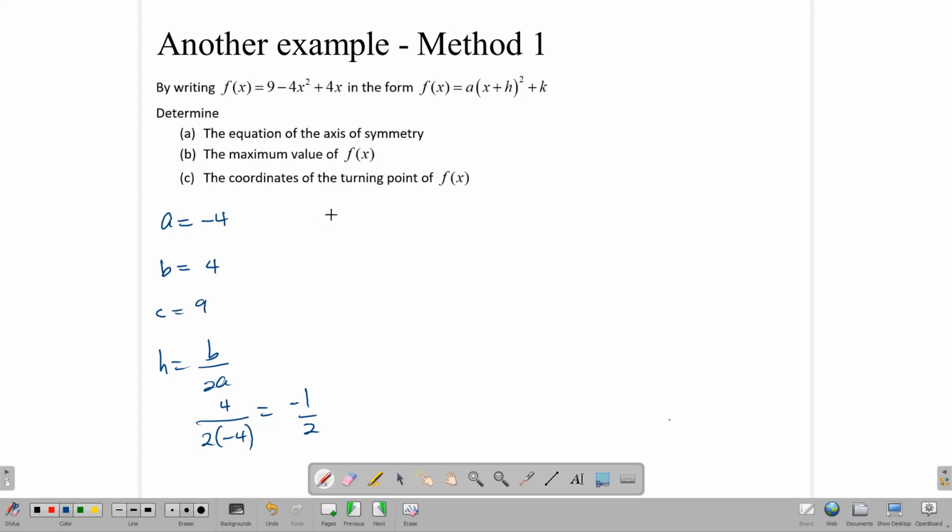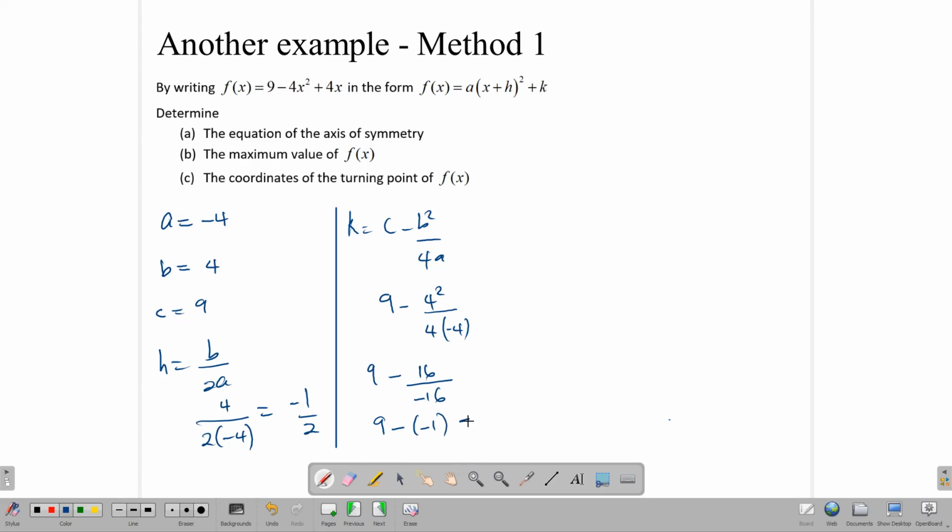And then we can work out the other one, which is our k value. k is equal to c minus b squared over 4a. And c here is 9. So we have 9 minus b squared. Remember, b is 4, divided by 4 times a. a is negative 4. And so what we have here is 9 minus 16 over negative 16. And this negative 16 into 16 gives us a negative 1. So we have 9 minus negative 1, which gives us 10.